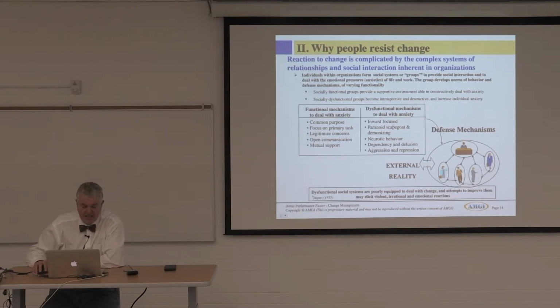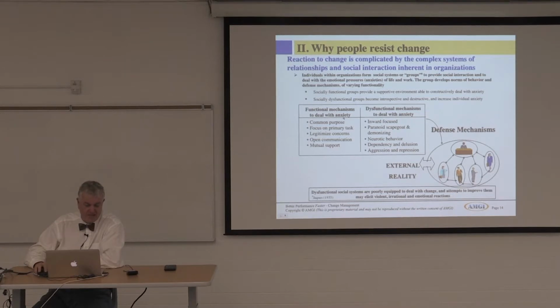Dysfunctional mechanisms to deal with anxiety: inward focus, paranoia, and scapegoating. Unfortunately, all these psychological illnesses, if you want to call them that, are business psychological dysfunctionalities: delusion, aggression, and repression. This is going on all the time, especially in power structures and executive circles. It's not one big happy family. There's all kinds of shenanigans going on. You've got to deal with it should you choose to work with C-level executives.